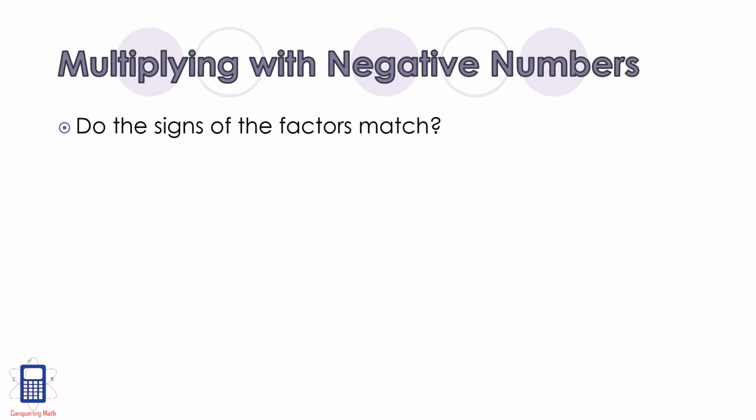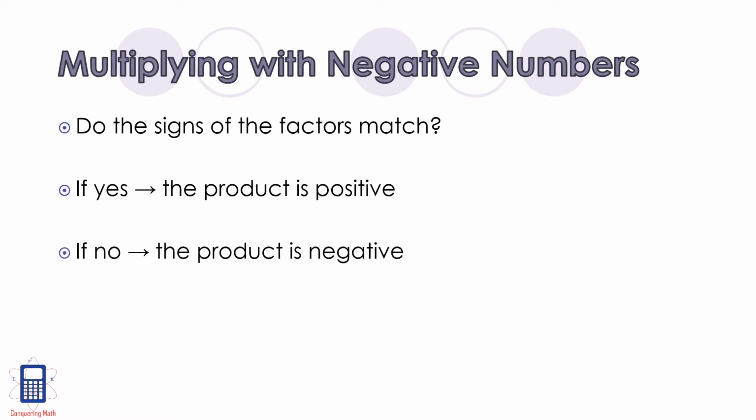The first thing you have to do is look at the factors. Do their signs match? So this means you're looking at whether they're both positive, both negative, or one of each. If they both match, in other words, two positives or two negatives, then the product will be positive. If the signs of the factors don't match, so you have one positive and one negative, then the product will be negative. And then the only other thing you need to do once you decide on the sign of the product is multiply the digits together just like you would normally, and you're all set.